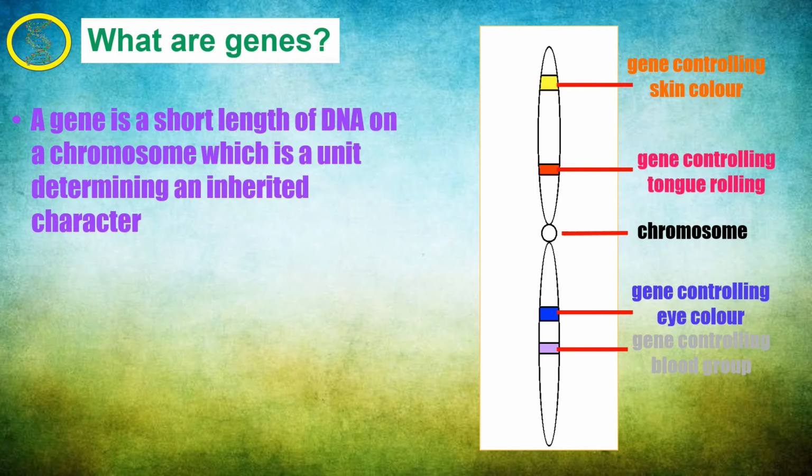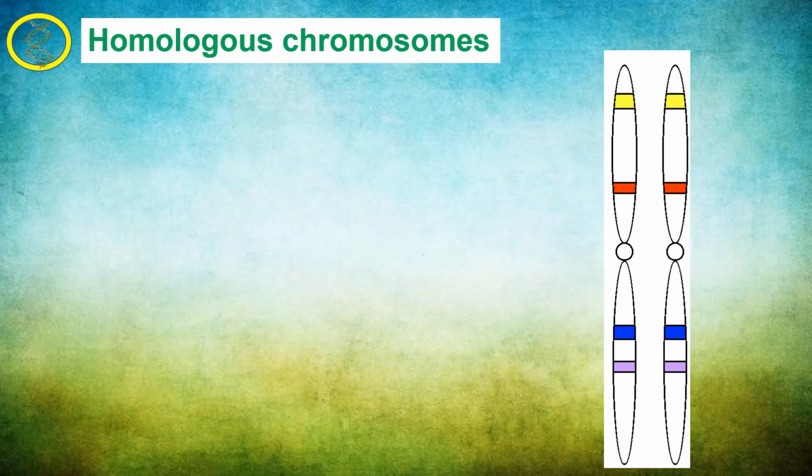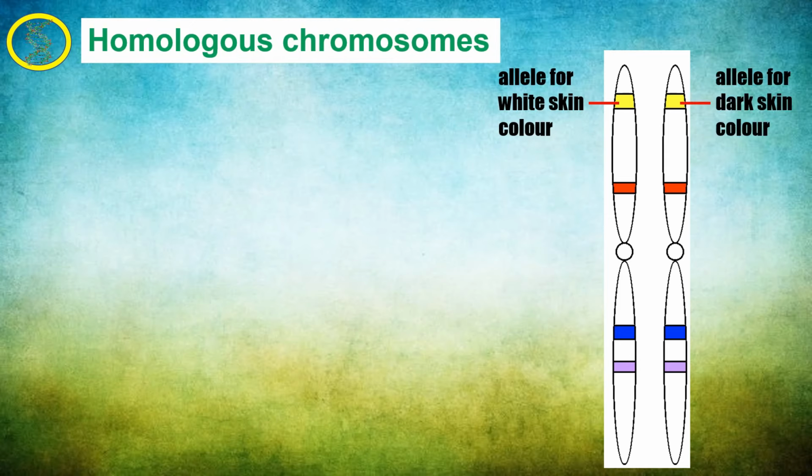Merong gene na kumokontrol sa kulay ng mata, kulay ng skin, meron ding gene na kumokontrol sa klase ng buhok at intelligence at iba pa. Yung gene ay binubuo ng chemical substance called deoxyribonucleic acid or DNA. Do you still remember the structure of the chromosome?